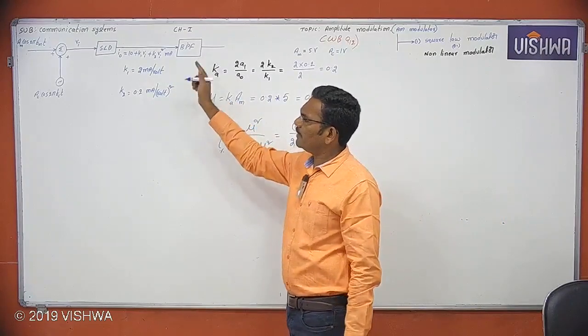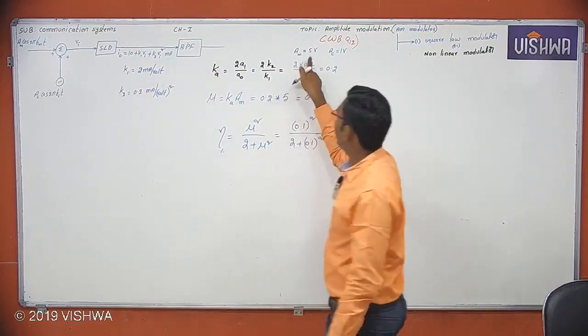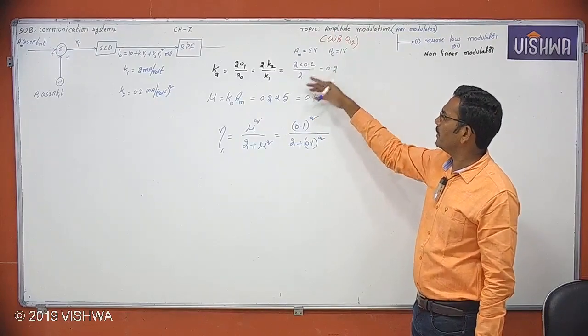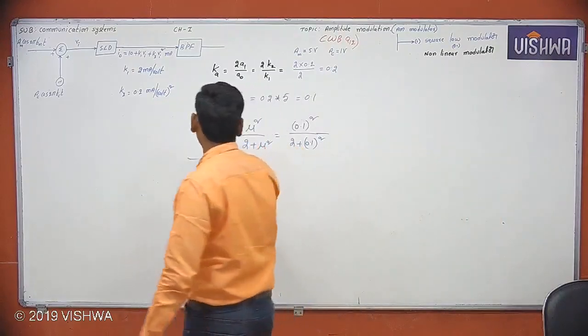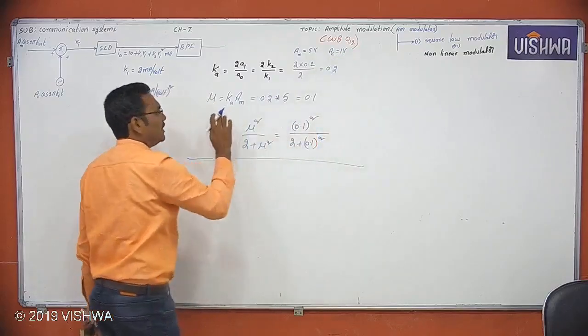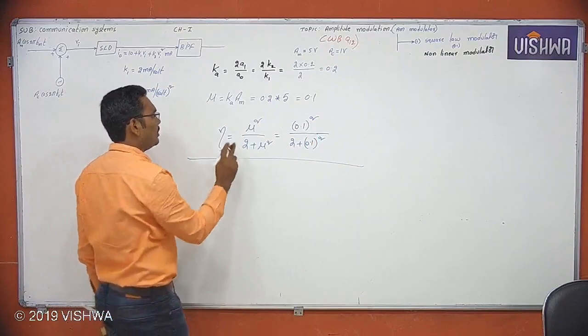There is no diagram, nothing is given. Only the square law equation is given. A message signal of amplitude 5 volts is given. A carrier signal of amplitude 1 volt is given. He is asking only this, but you can find anything, because here the carrier amplitude is also given and the modulation index is also given. You can find the powers also, it's not a problem.